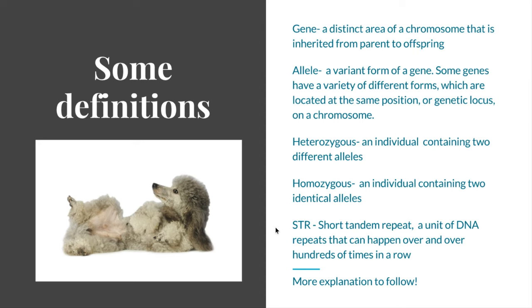STR, short tandem repeat. It's a unit of DNA repeats that happen over and over hundreds of times in a row. There can be many different types of STRs in dogs, so that's important to know.